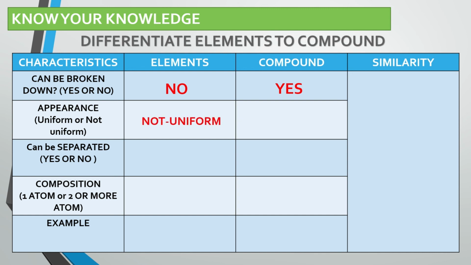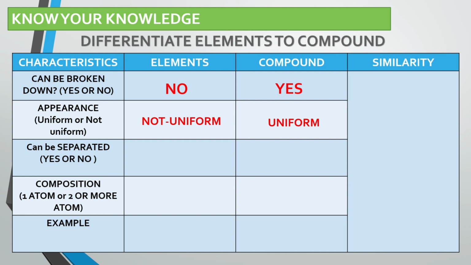Next, in terms of appearance, an element is not uniform. Why? Because each of the elements is different from each other. For example, the element gold and the element silver, the element gold is yellowish. The element silver is white or silver in color, right? So, a compound naman is uniform in appearance.